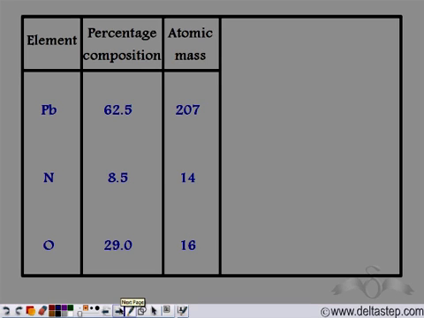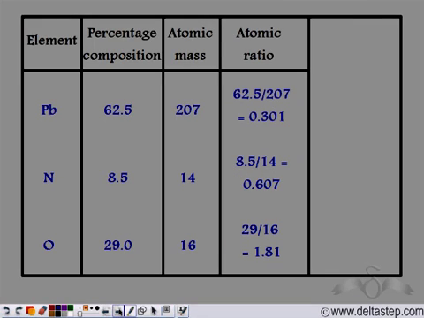Now to find the atomic ratio of each of the elements in the compound, we divide the percentage composition by the atomic mass. So for lead we get 62.5 divided by 207. The atomic ratio of nitrogen is 8.5 divided by 14, and the atomic ratio of oxygen is 29 divided by 16. When we divide 62.5 by 207, we get 0.301. Similarly for nitrogen we get 0.607, and for oxygen we get 1.81. So these values give us the atomic ratio of the three elements, lead, nitrogen and oxygen, in the compound. But again we see that these are not the simplest whole number ratios.